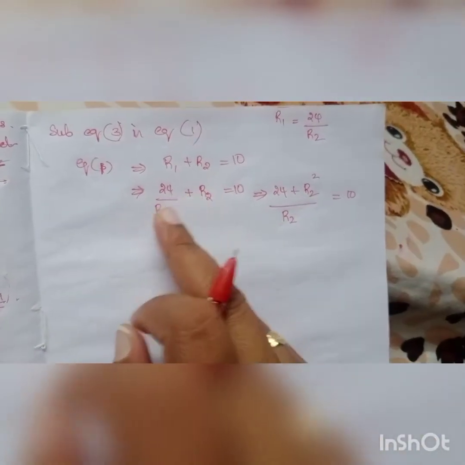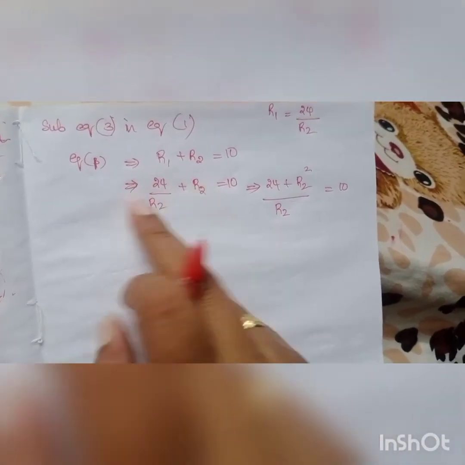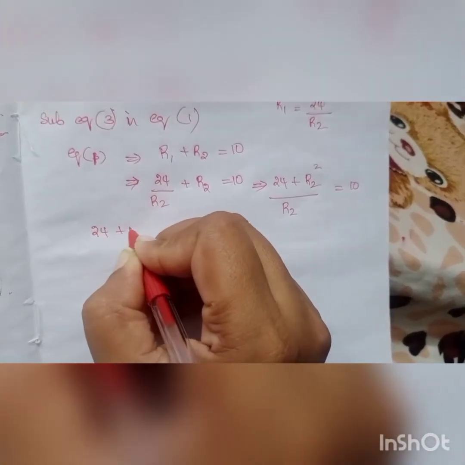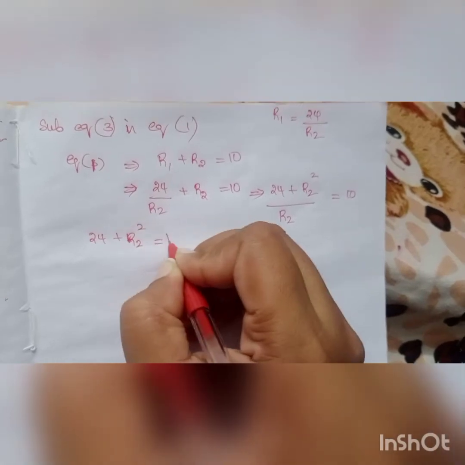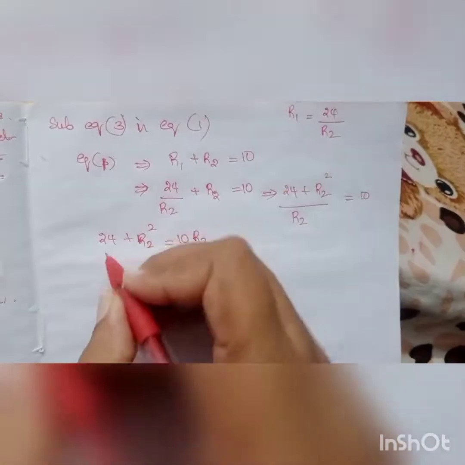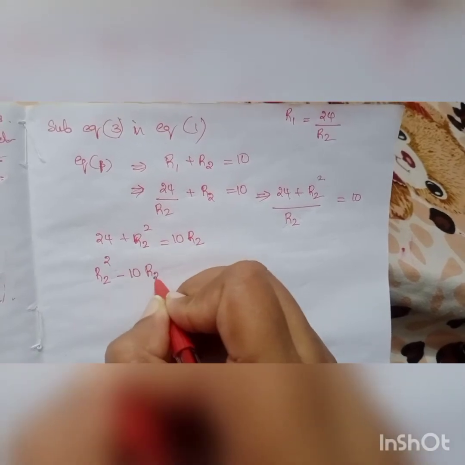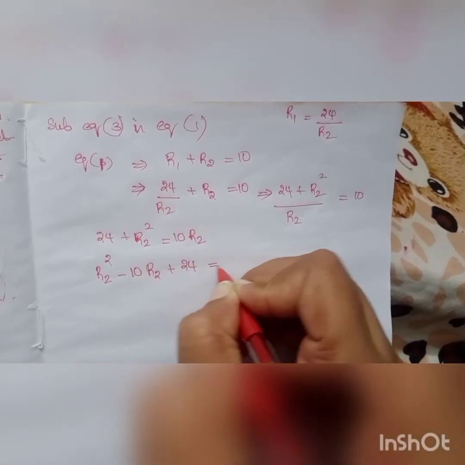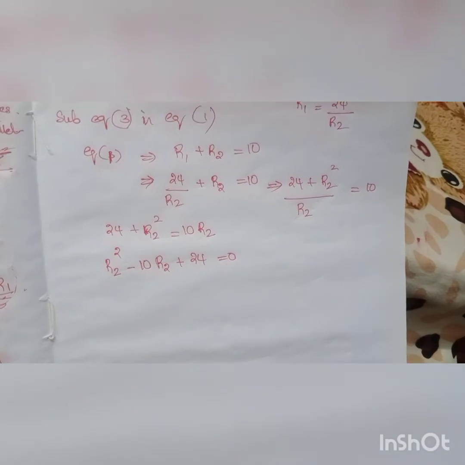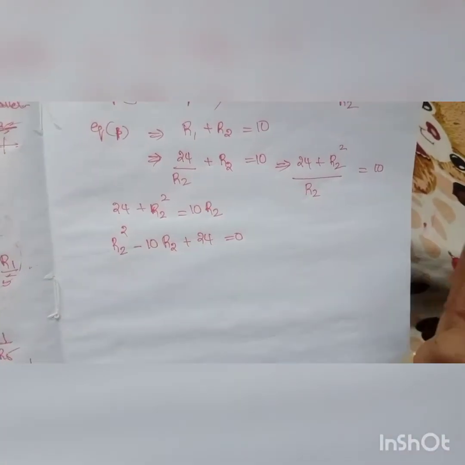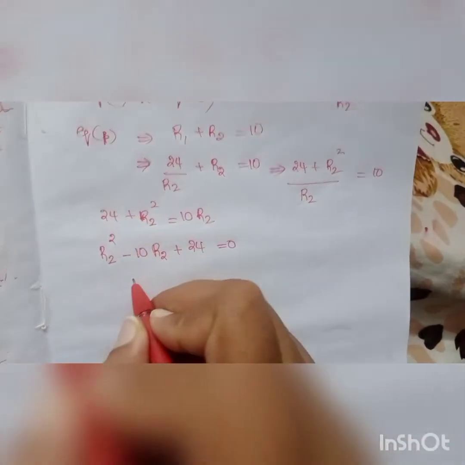Taking the LCM, 24 plus R2 square divided by R2 is equal to 10. Or I can write 24 plus R2 square is equal to 10 into R2. Now rewriting this equation, R2 square minus 10 R2 plus 24 is equal to 0. Now I need to factorize this one.